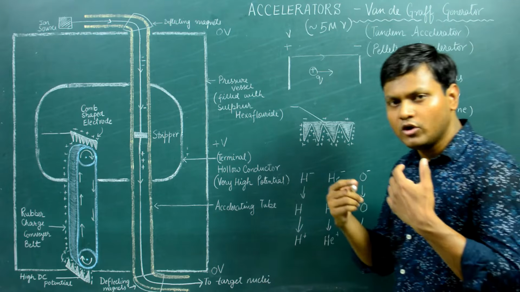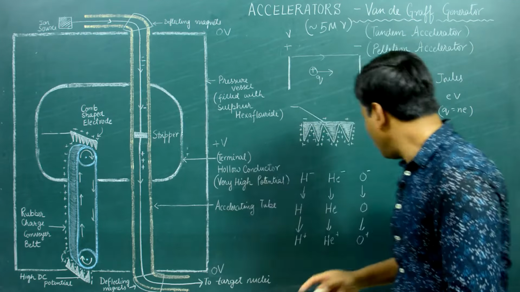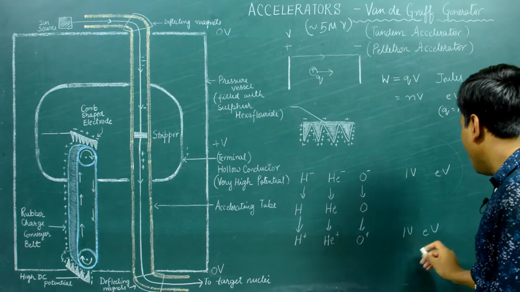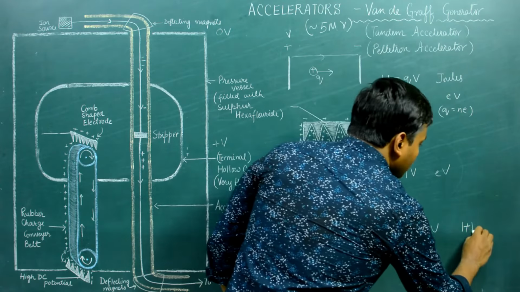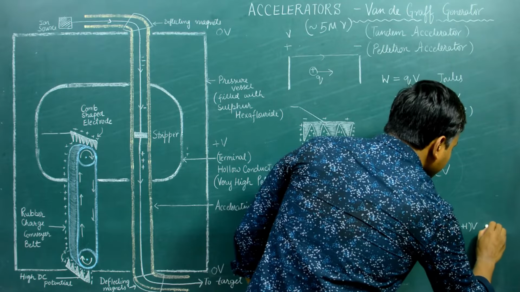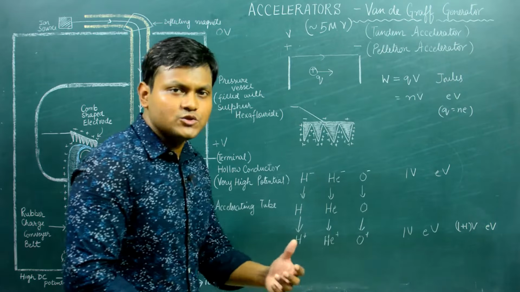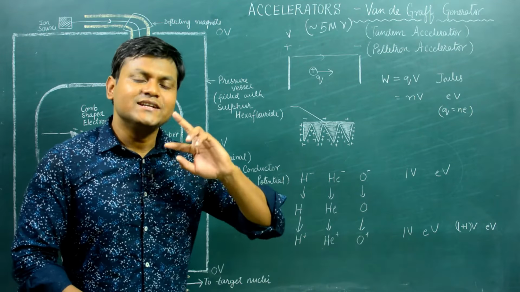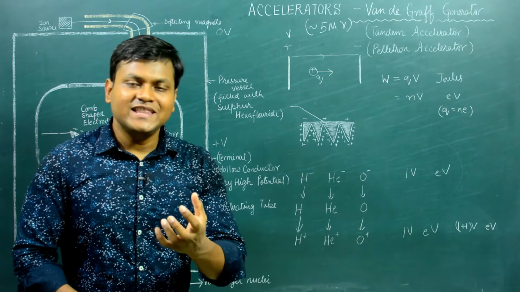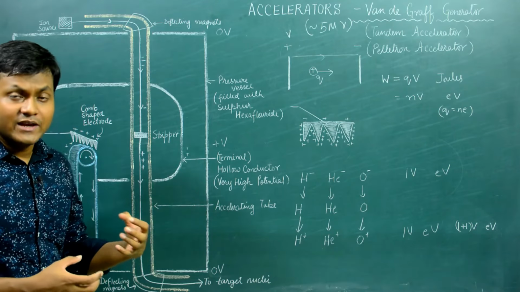So what is the total amount of energy provided to the initial ion? The total amount of energy provided to the initial ion is (1 plus 1) V electron volt, or twice the potential in electron volts, which is double the amount of energy that a normal Van de Graaff generator can provide to these ions.